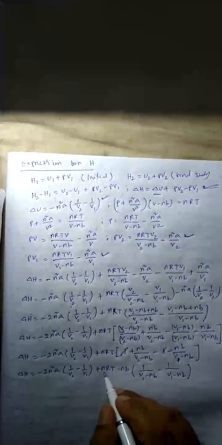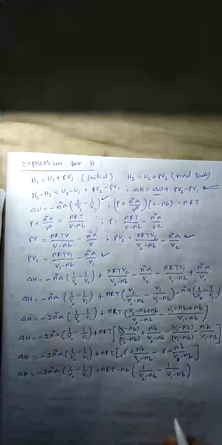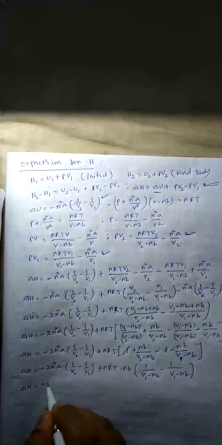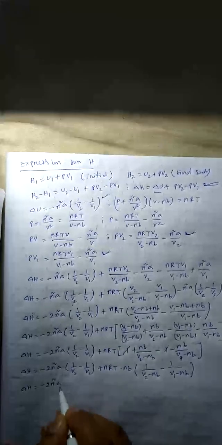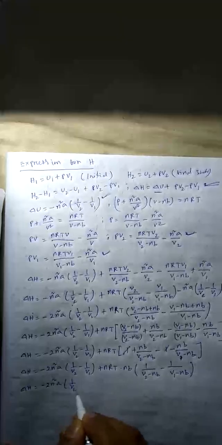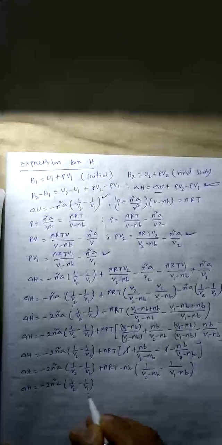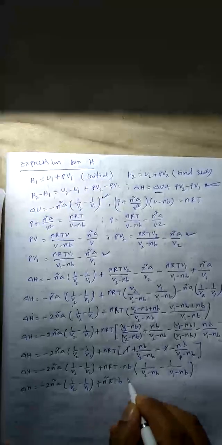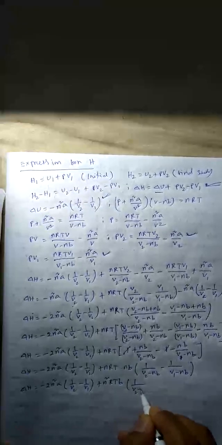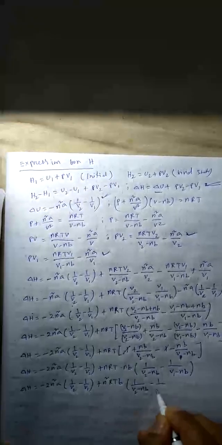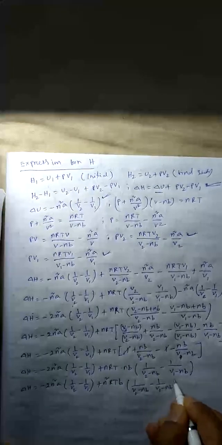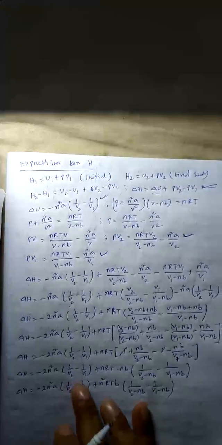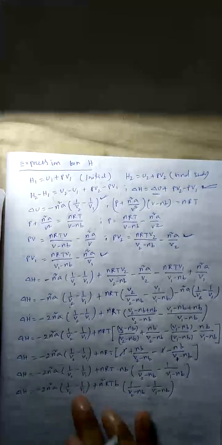Now this n square, n into n square RTb, then it is over. Delta H is equal to minus 2n square a (1 by V2 minus 1 by V1) plus n square RTb (1 by (V2 minus nb) minus 1 by (V1 minus nb)). So this is the mathematical expression for delta H.